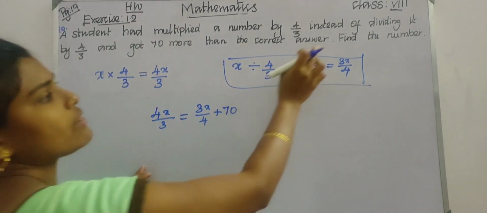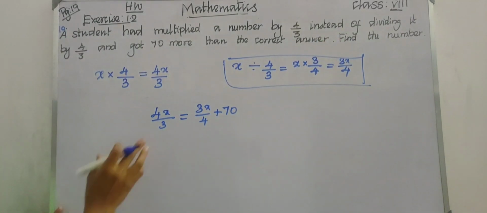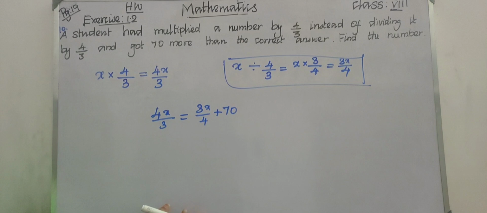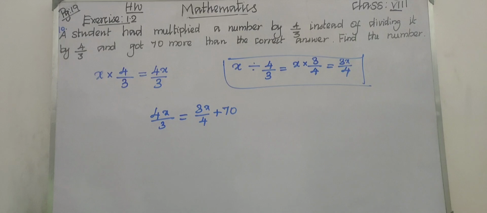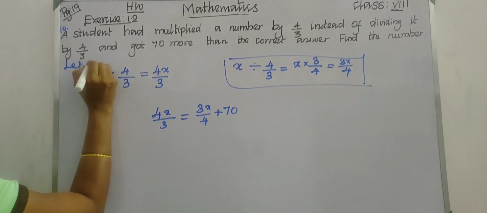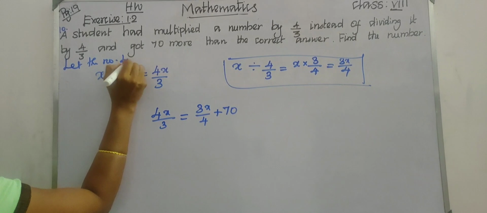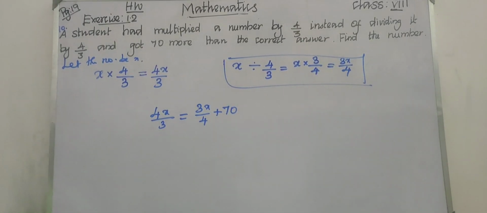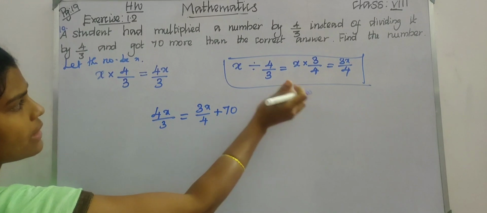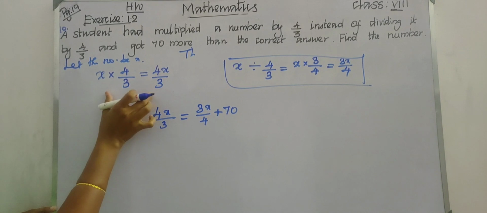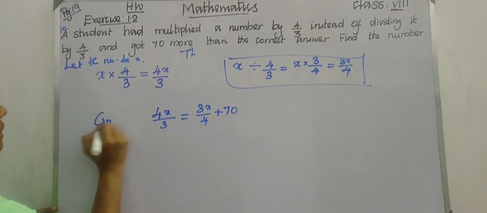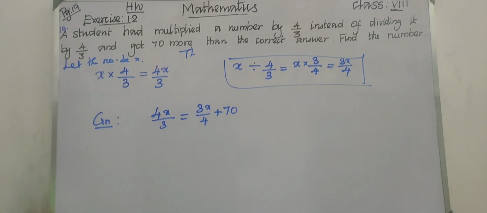Okay children, so we need to find the number, okay. After getting this, you can solve it very easily, right? So this is your homework. Okay children, write it as let the number be x, and we can write that the student had to find this one, right? The student had to find this, but he found this, and then given is this one, and then you can solve this and find the x value.